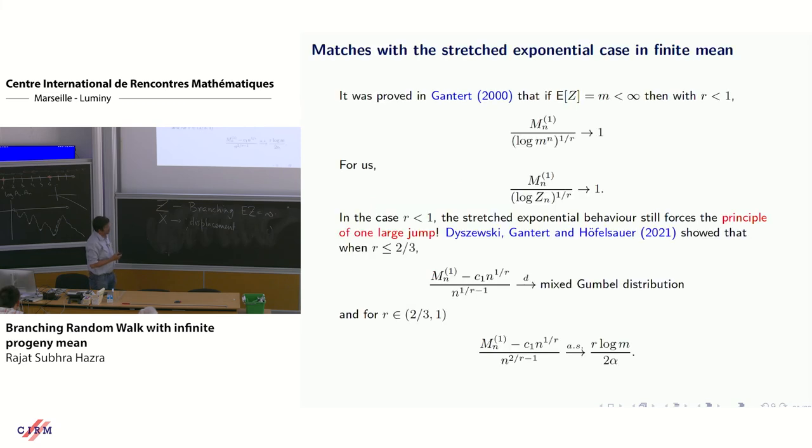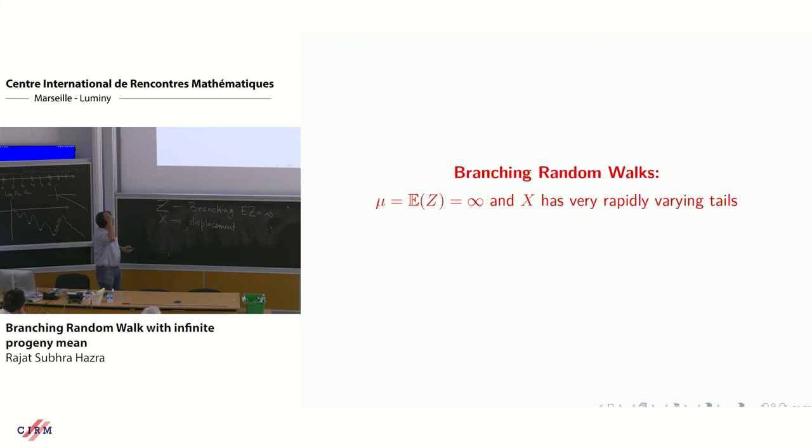Okay, so any questions? Otherwise, I go to the last part of this talk. Yes. So, what do you mean by mixed Gumbel distribution? It's a Gumbel distribution where it's like e to the power minus some random variable times e to the power minus x. So there is a mixing term which comes in, a random shift kind of a thing which comes into this distribution.